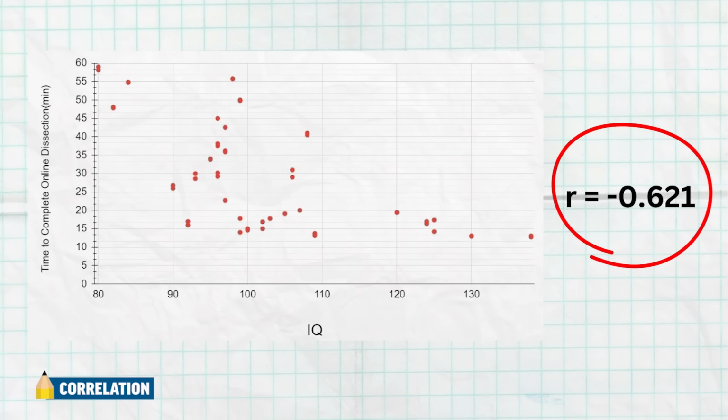But 0.62, it's on the stronger-ish side, but it's approaching weak. And again, we see that because of the fact that there is a lot of scatter in this scatter plot. But we definitely see that negative association here.